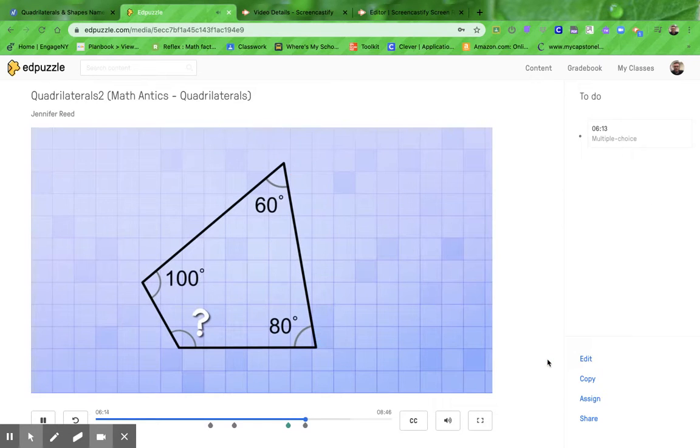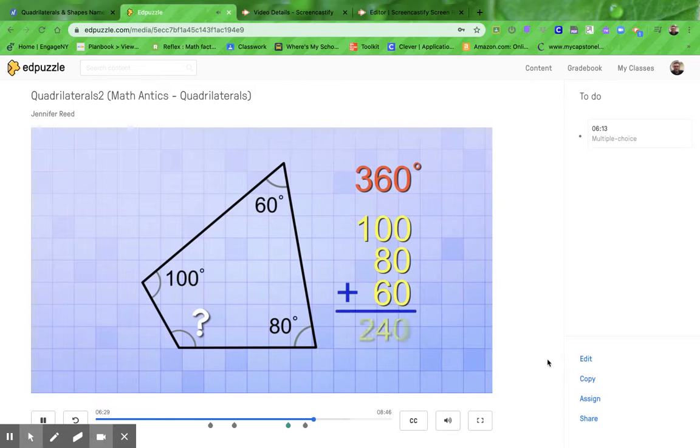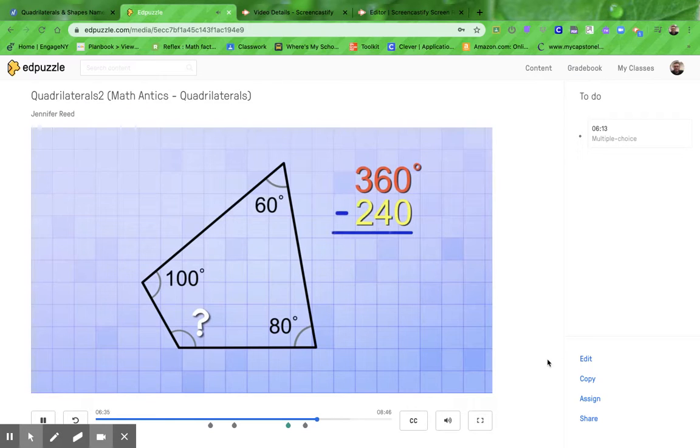To find the unknown angle, all we have to do is add up the 3 angles that we do know, and then we subtract that from the total, which we now know is 360 degrees. So 100 plus 80 plus 60 equals 240. And then 360 minus 240 equals 120. So the unknown angle is 120 degrees.